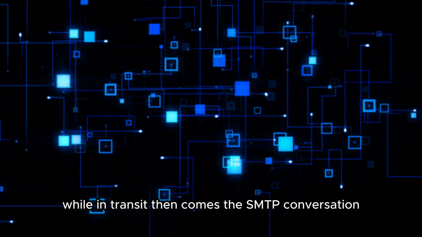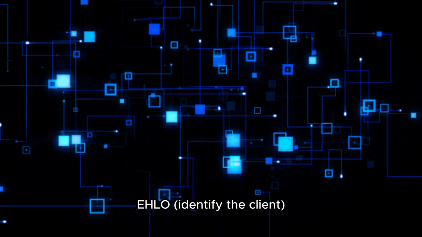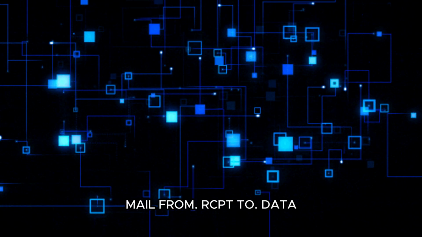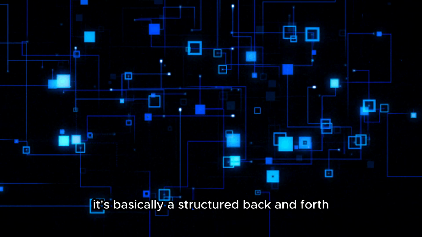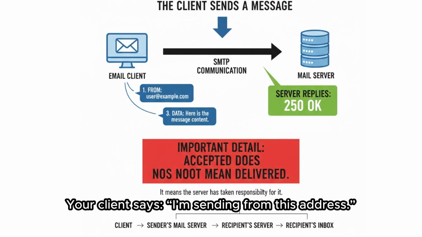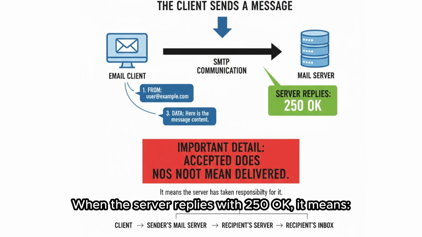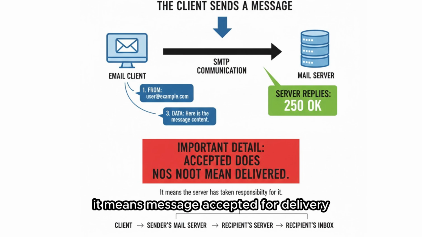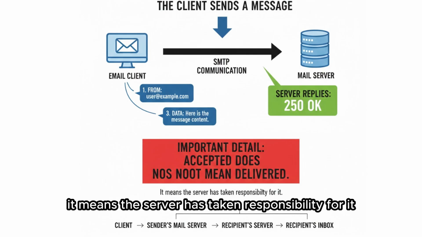Then comes the SMTP conversation. It looks like this under the hood. EHLO, identify the client. Auth, authenticate. Mail from. RCPT TO, data. It's basically a structured back and forth. Your client says, I'm sending from this address. I'm sending to this address. Here is the message. When the server replies with 250 OK, it means message accepted for delivery. Important detail. Accepted does not mean delivered. It means the server has taken responsibility for it.